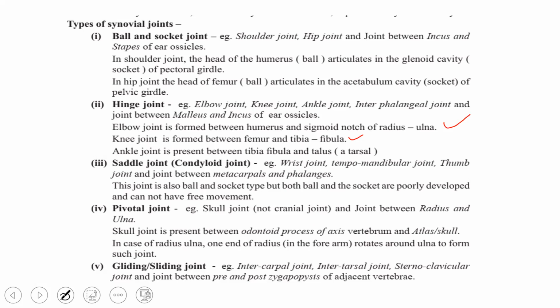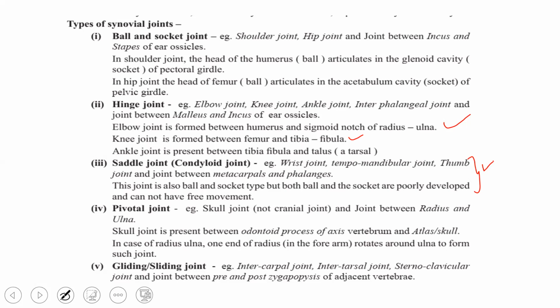Then there is the saddle joint. The saddle joint is the wrist joint. Wrist movement can only be done in certain planes. Then the thumb joint, and the joint between the metacarpal and the phalanges. So only certain movements can be done, otherwise it is restricted.